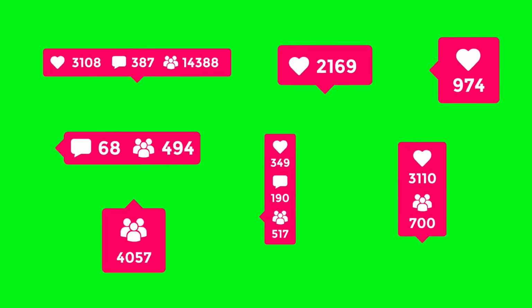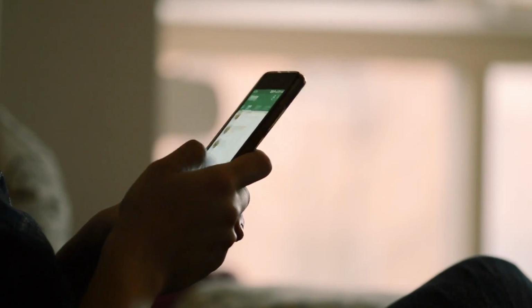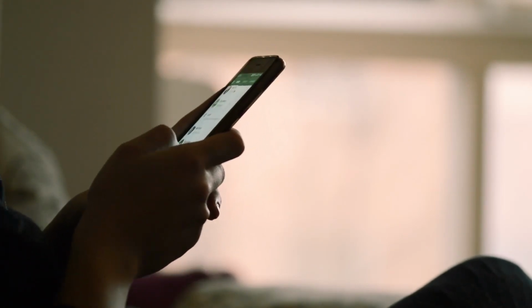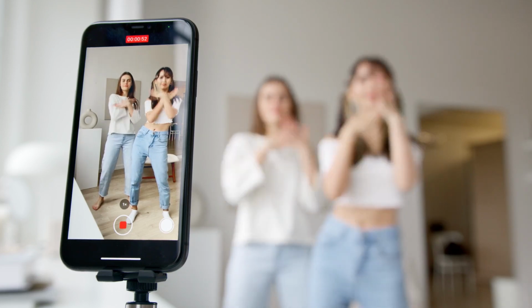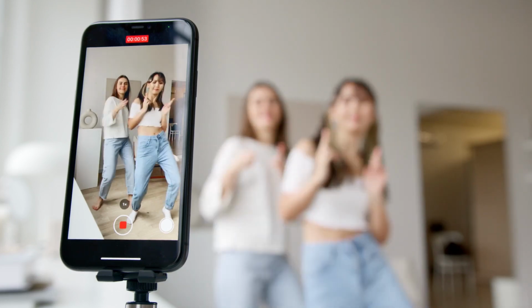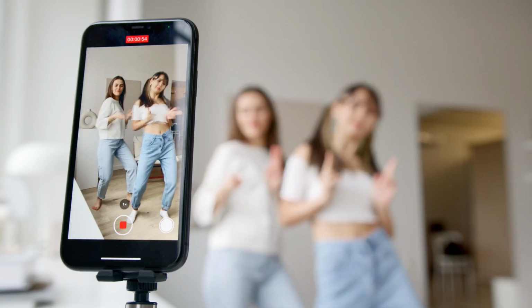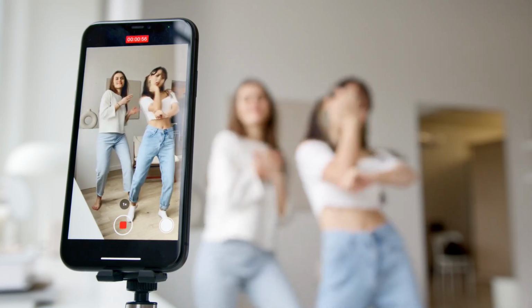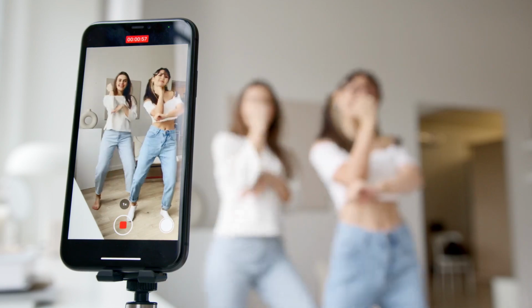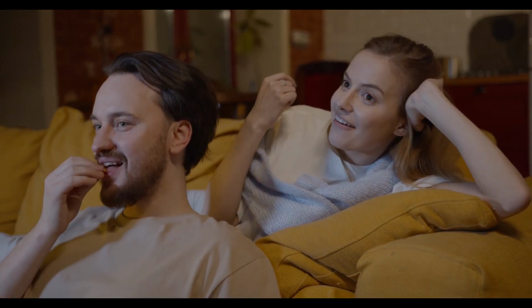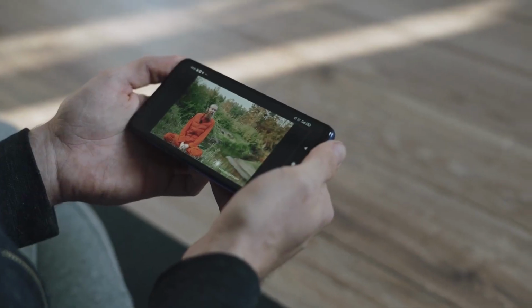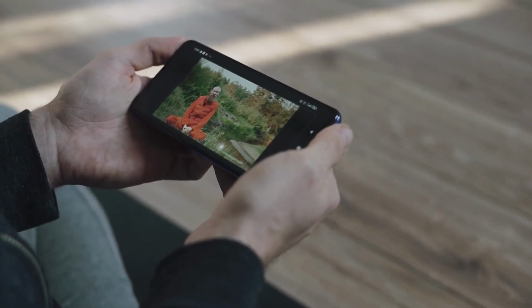View count and engagement. The number of views a video receives, as well as the engagement it generates, likes, comments, shares, is an essential factor in determining its popularity. Videos that attract a large number of views and generate high engagement are more likely to be recommended by the YouTube algorithm. Watch time. YouTube values watch time, which refers to the total time viewers spend watching a video. Videos with longer watch times are considered more engaging and can receive preferential treatment in the algorithm.